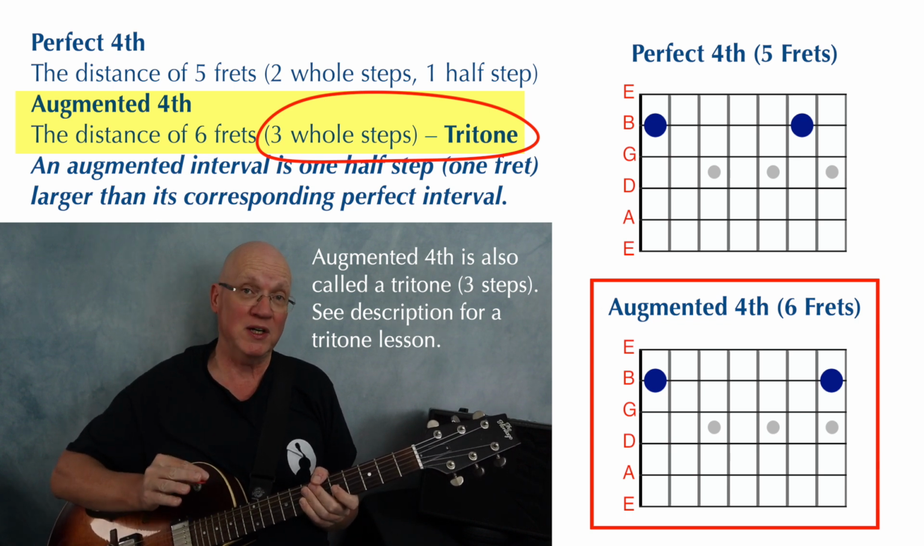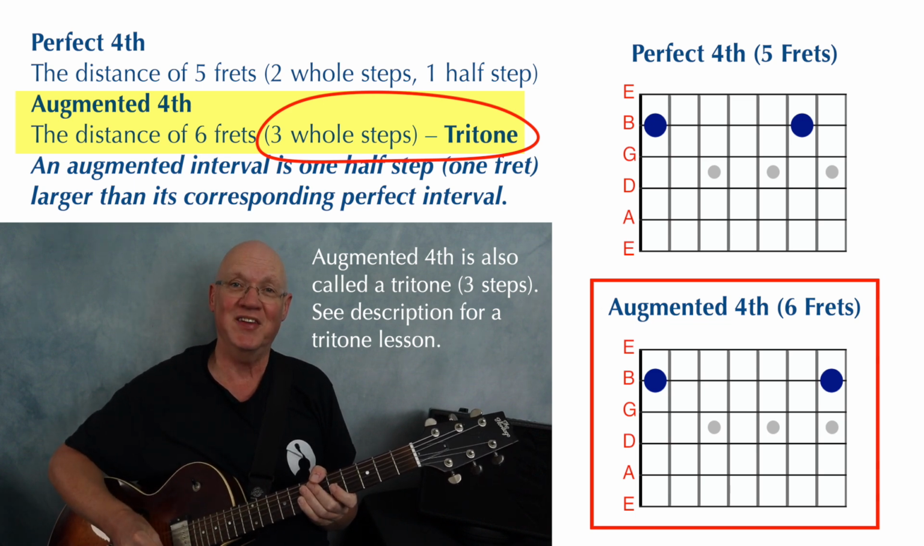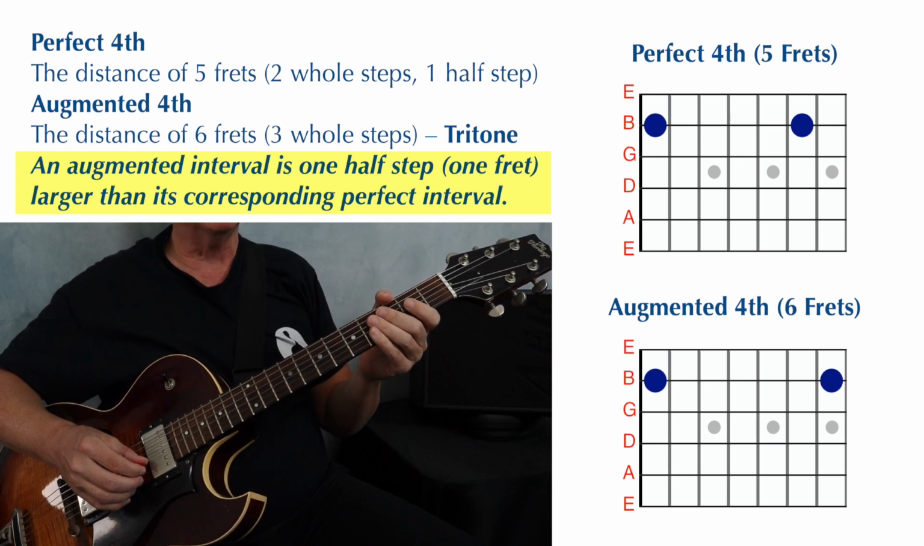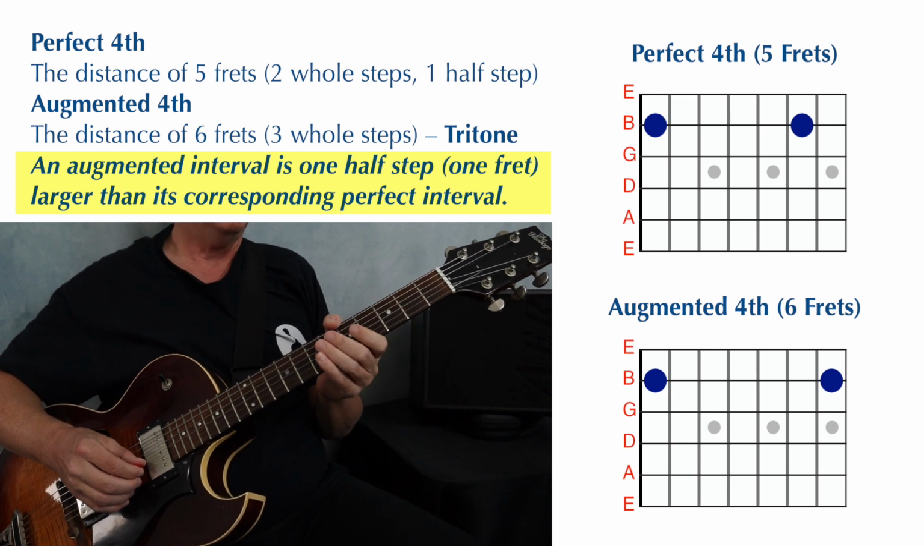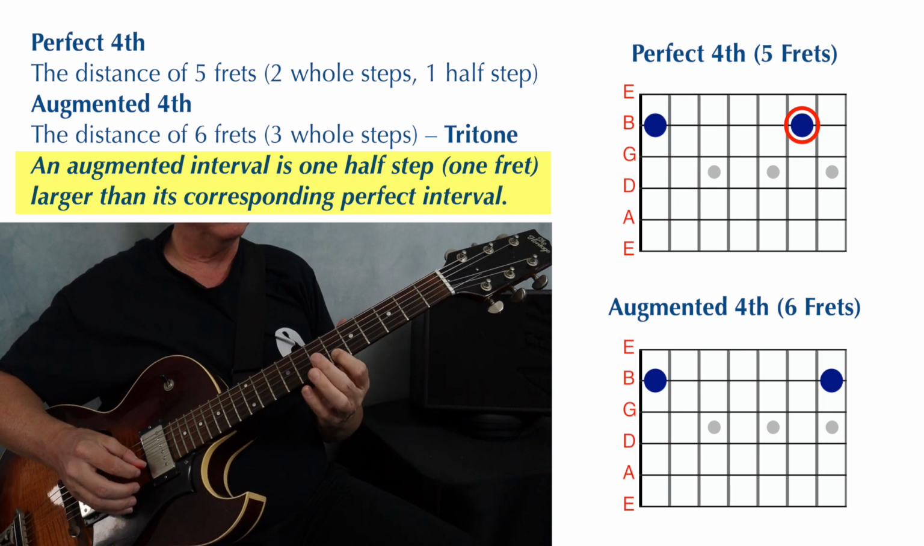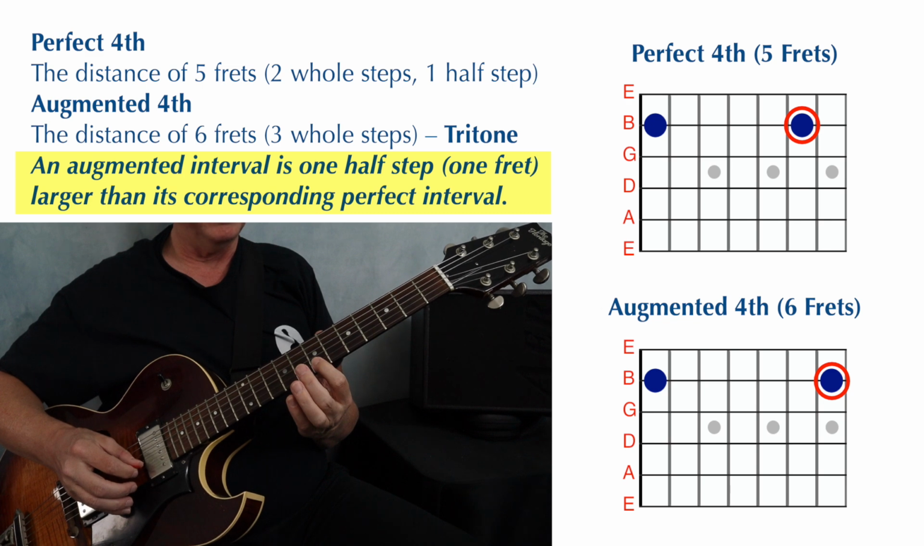The tritone is a special interval. I have an entire video on just the tritone, and I'll leave a link for that in the description. But for this lesson, suffice to say that an augmented interval is always going to be 1/2 step or 1 fret larger than the corresponding perfect interval. So here's a perfect fourth. Augmented fourth is 1 fret higher.